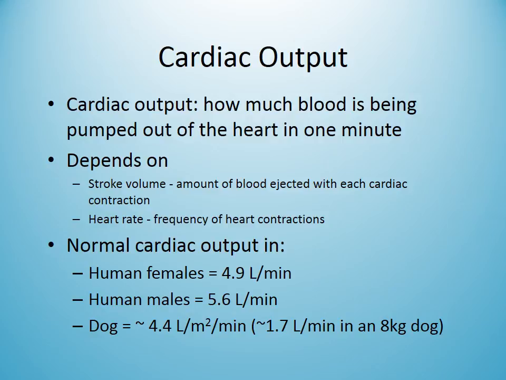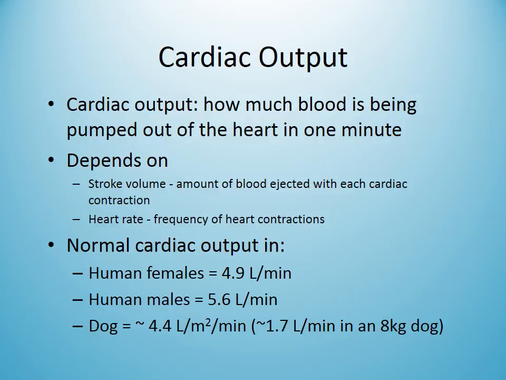So a normal cardiac output in human females is 4.9 liters per minute, which is amazing. When you think of a 4-liter jug of milk, that's like the biggest jug of milk that you can buy. Human females pump out that plus 0.9 liters in 1 minute. That's how much blood my heart is pumping out in 1 minute.